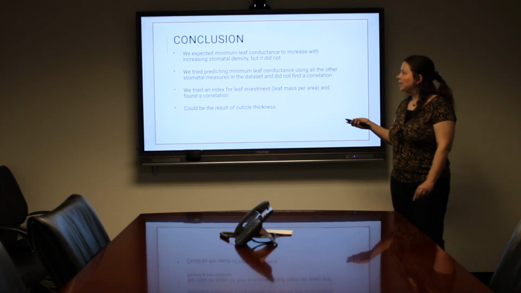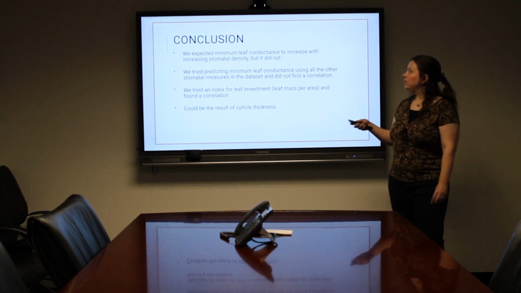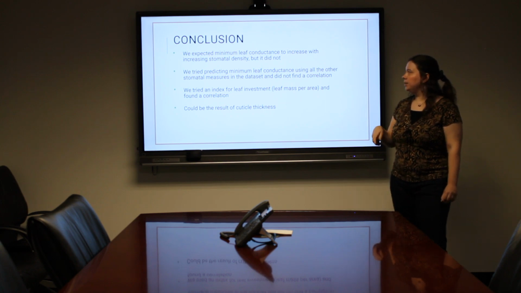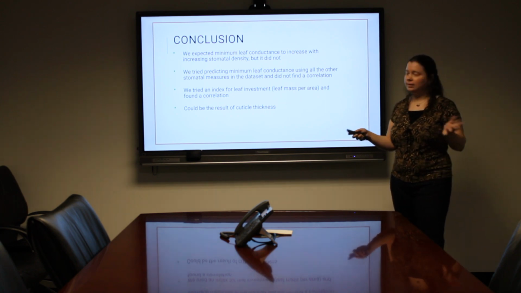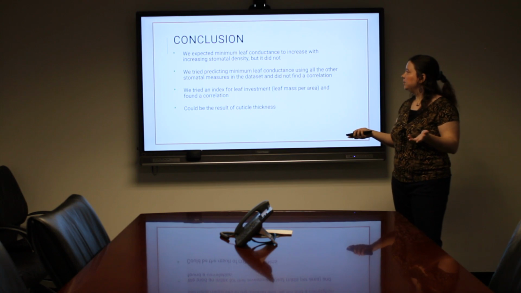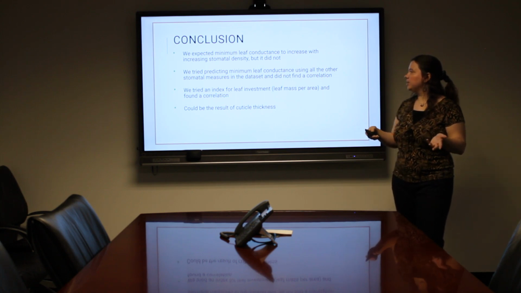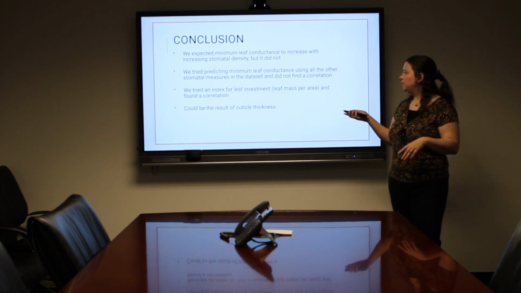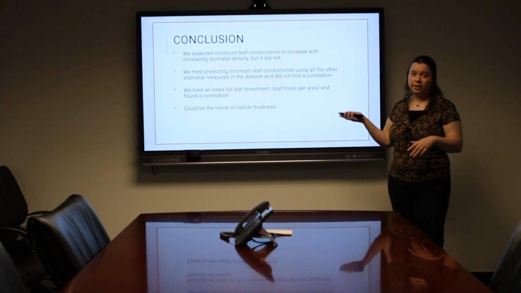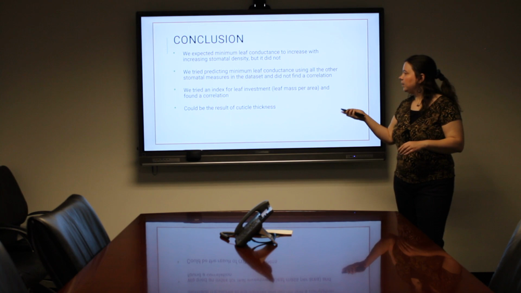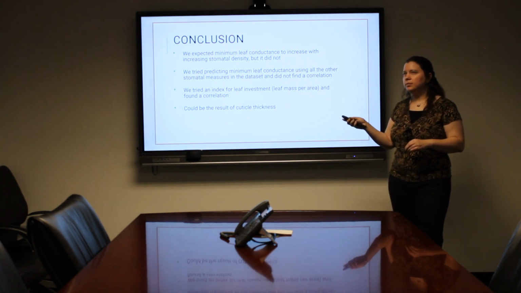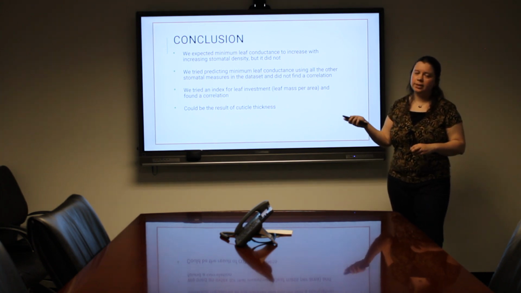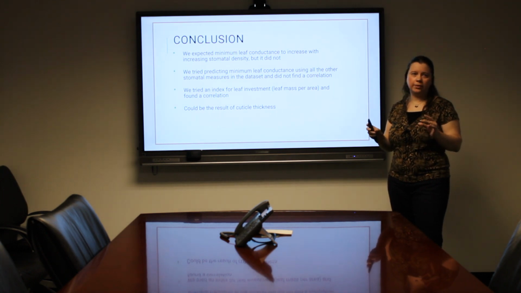For my conclusion, we expected minimum leaf conductance to increase with increasing stomatal density, but we did not find that. We tried predicting minimum leaf conductance using our other stomatal measures in the data set, but could not find a correlation. We tried an index for leaf investment, leaf mass per area, and did find a correlation. And we think that this could be a result of a couple different things that we'll have to investigate, but one of the things could be cuticle thickness.